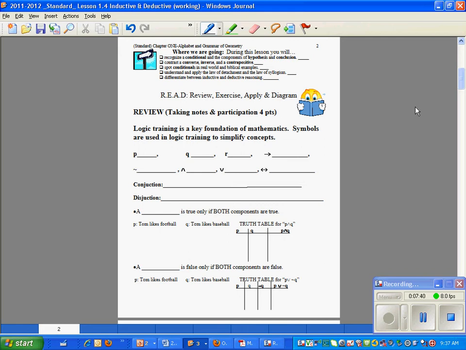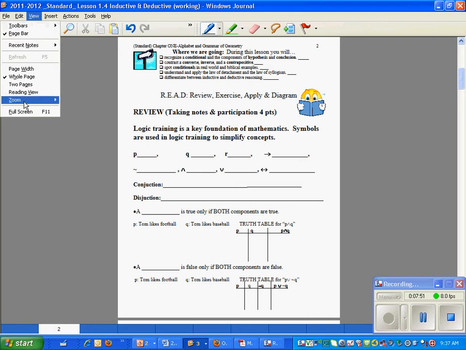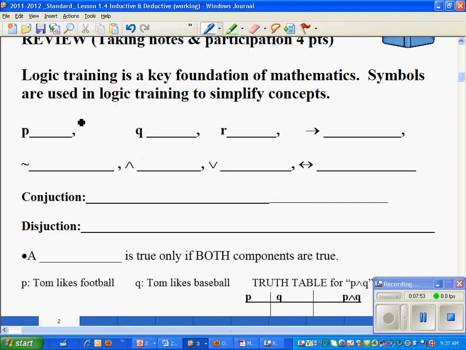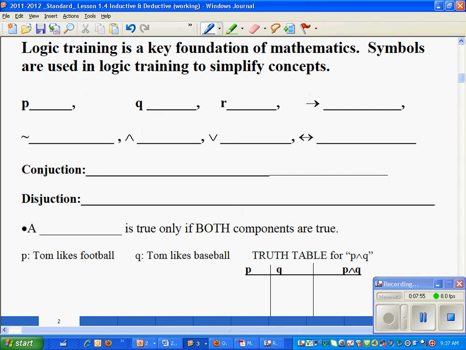A conjunction is simply an and statement. This is going to feel a little bit more like an English class. Let's get our symbols down. We already figured these out. P, Q, and R are just phrases. If you don't need to write that down, you don't have to if you remember that. Little arrow, remember, means conditional.